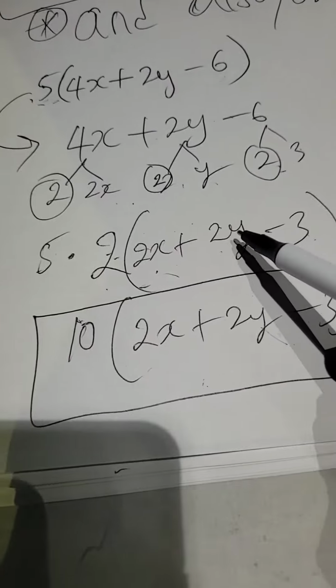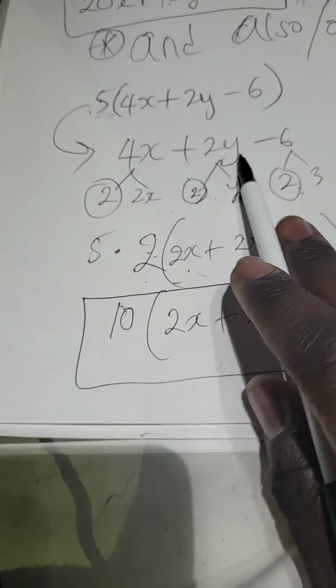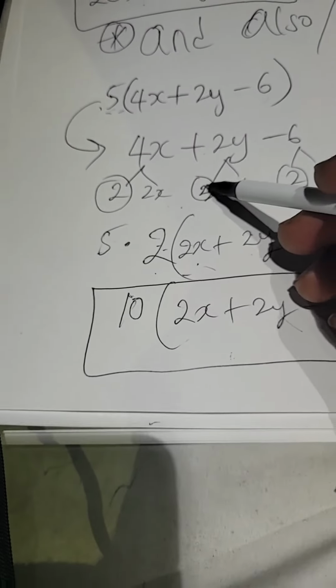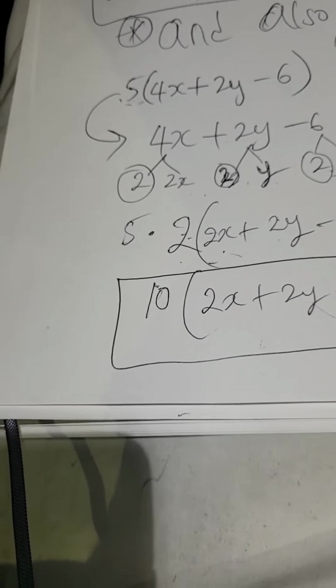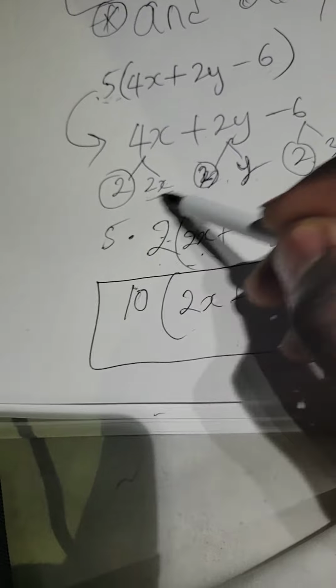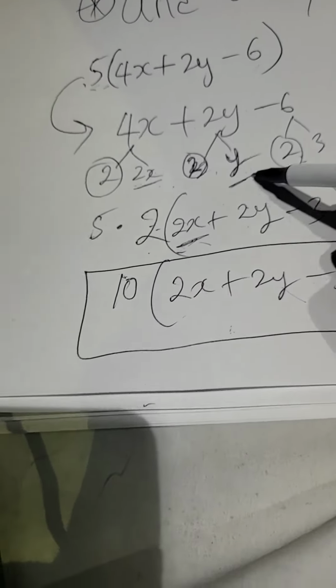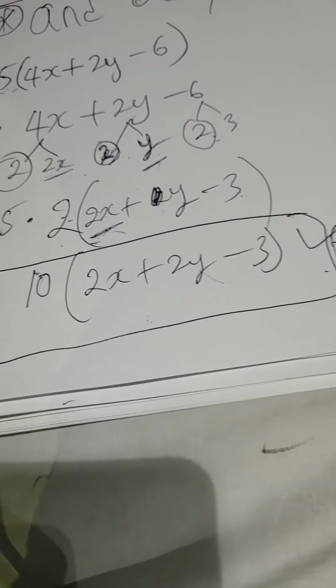Then I went back and checked this. Remember, when I split 4x plus 2y minus 6, I thought this was a y. This was just 2 by itself and y by itself. So I picked 2 out. Now what is left is 2x, correct? Only y is left, not 2y. So I made a mistake. Just y, minus 3. So that's the advantage of expanding to confirm.